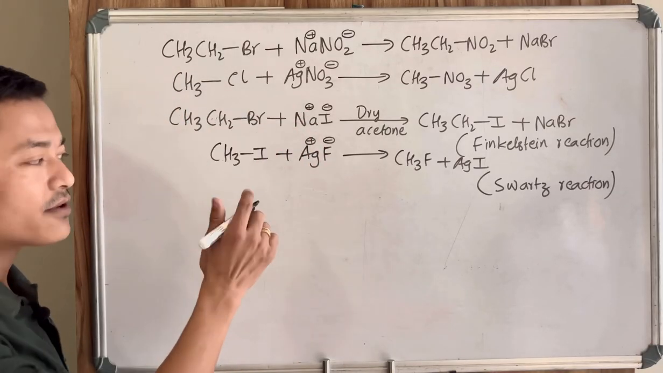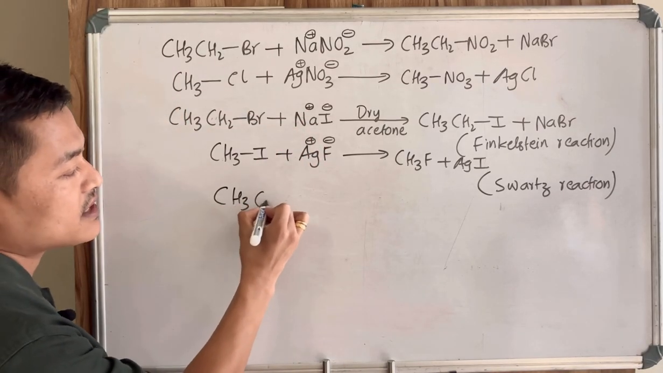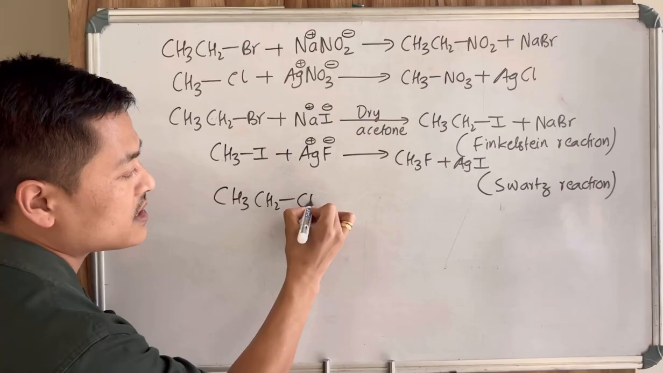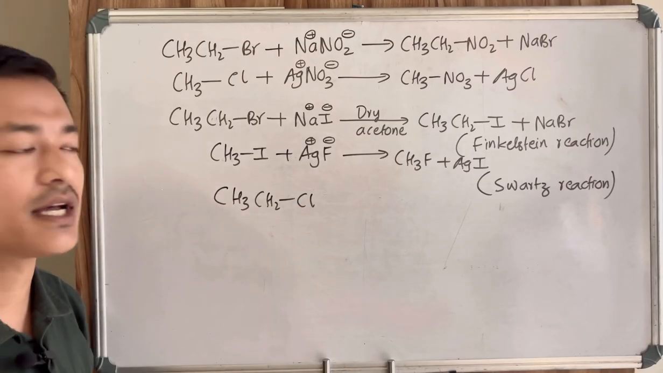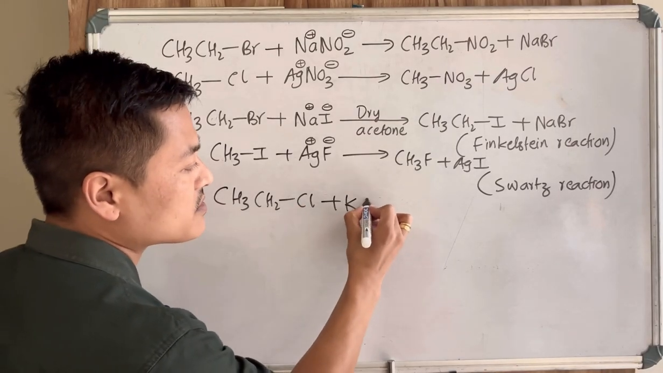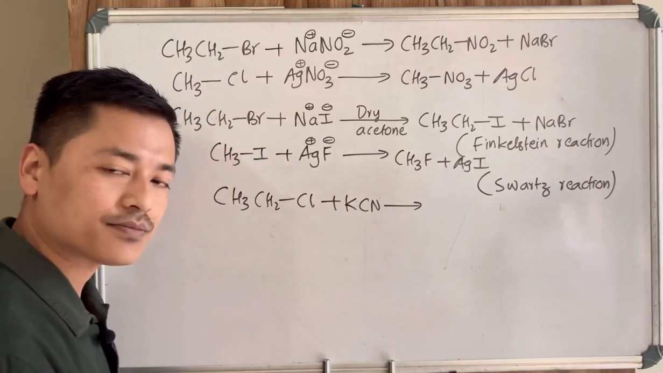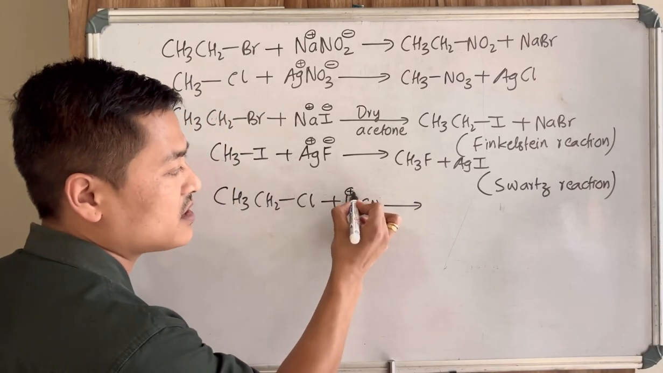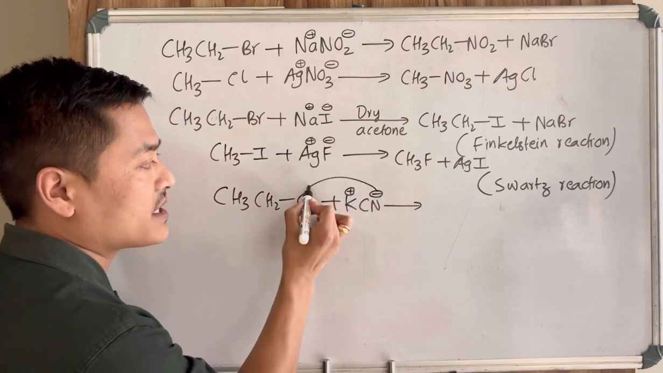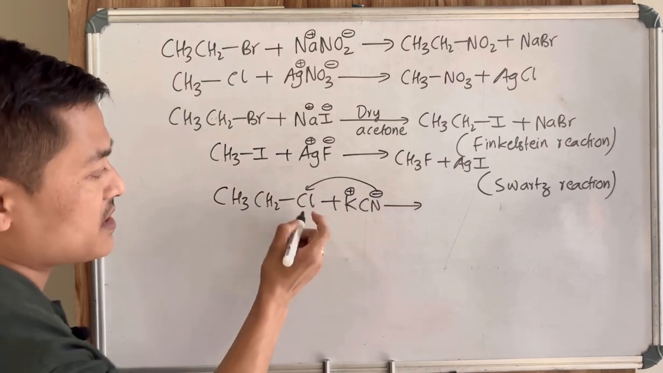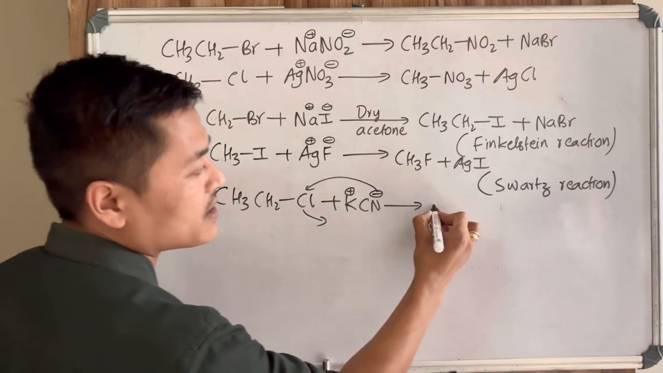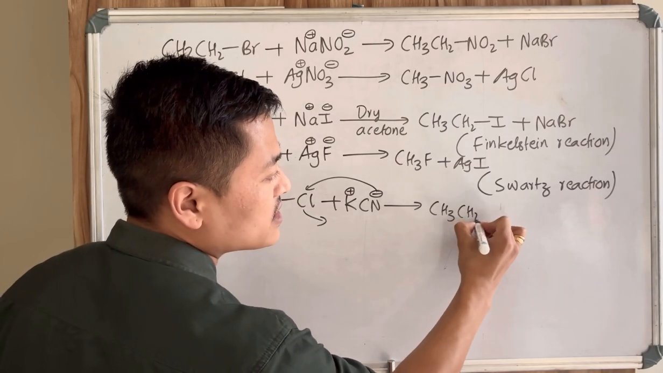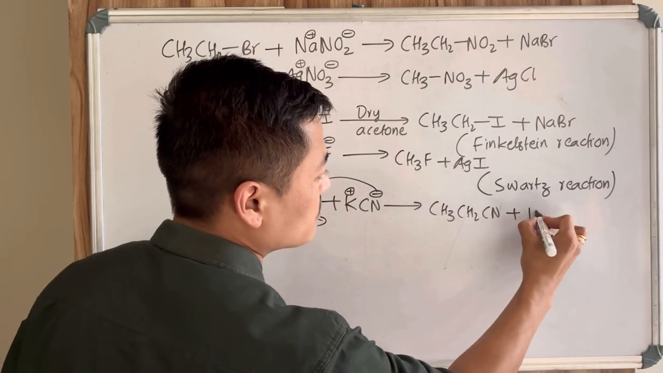Similarly, we can just move forward. So I will take another one, CH3CH2Cl. This is also your haloalkane. Now, if you react this with potassium cyanide, KCN, what happens? In KCN, K is positive, CN is minus, and this will attack the carbon bearing Cl. It will just replace Cl and Cl will come out. That is why the product formed will be CH3CH2CN along with KCl.